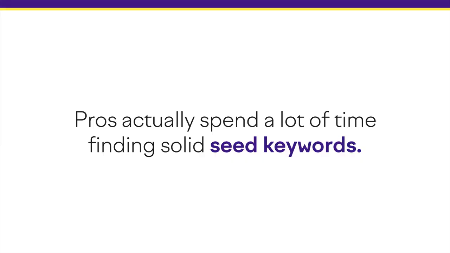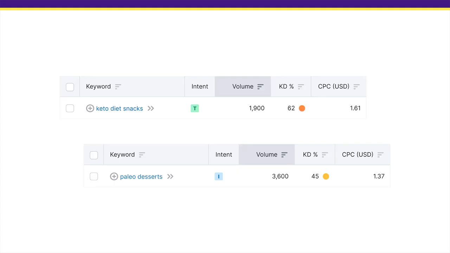Needless to say, this isn't how pros do keyword research. Pros actually spend a lot of time finding solid seed keywords, also known as the keywords that you type into a keyword research tool. Because the better the seed keywords that you type in, the better results you're gonna get. For example, the site owner that sells meal plans that spends a few minutes coming up with seed keywords will come up with interesting terms like keto diet snacks and paleo desserts. These seed keywords are gonna generate much better results than an obvious seed keyword that your competitors are already using. They'll also generally generate keyword ideas that are much less competitive to rank for.